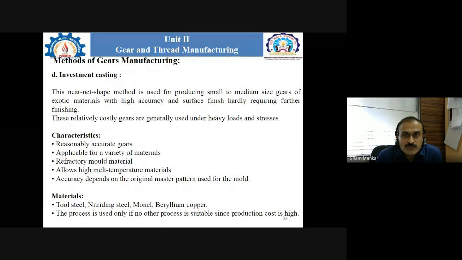So we know what the entire process of investment casting is. We may also call that process the lost wax process of casting. So do you remember what exactly the steps are in investment casting? Anyone from you? Anyone from you?